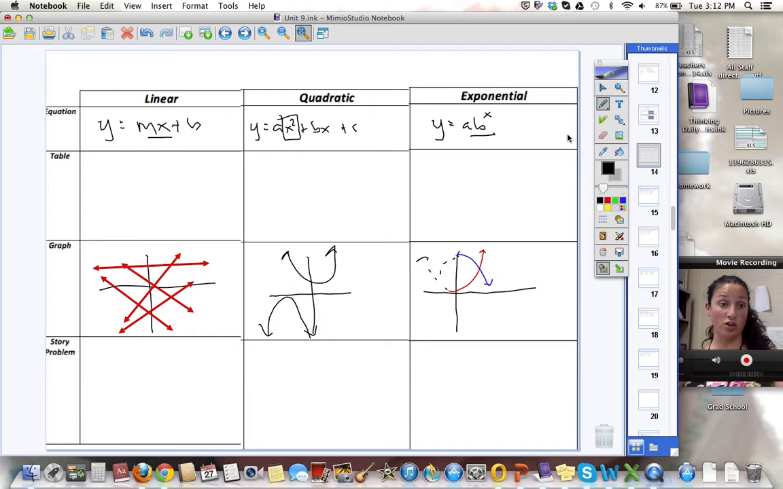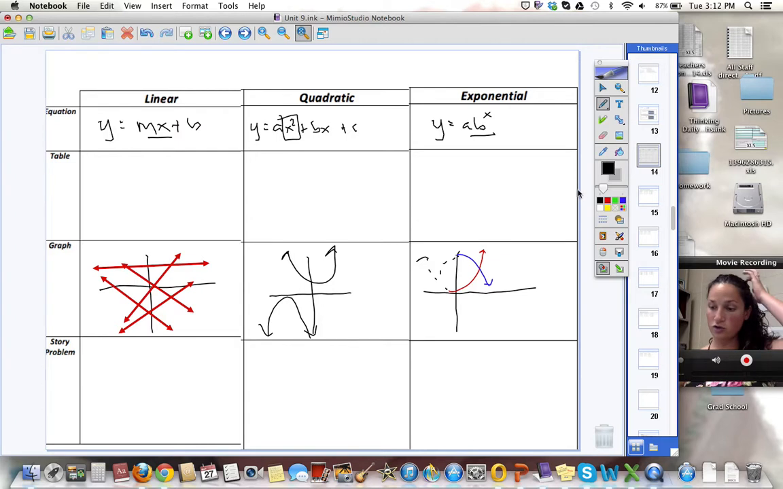Right now we're going to work on tables. We're going to do story problems probably later. Actually, we'll fill in this whole graph today and we'll do tables probably tomorrow. That'll be fine. So with tables, what I want to say about tables, let's see my pen.